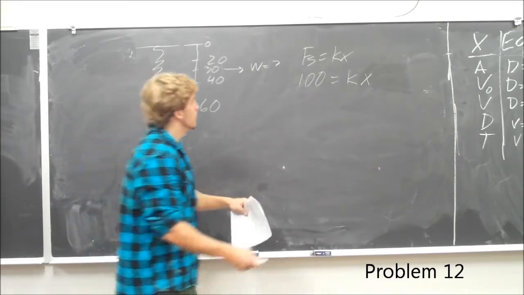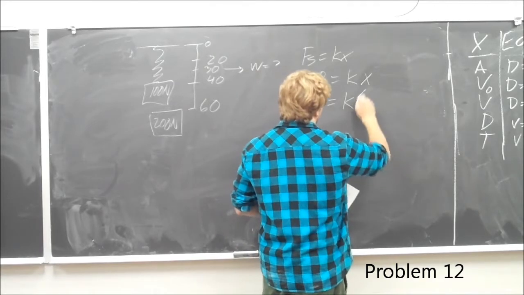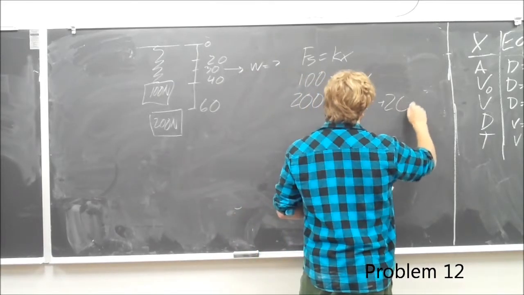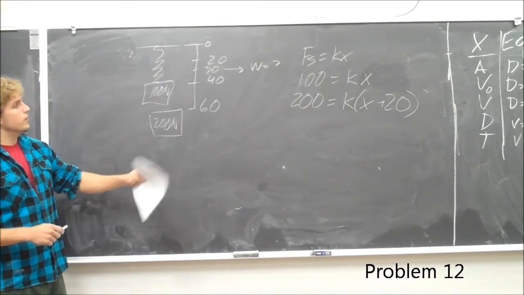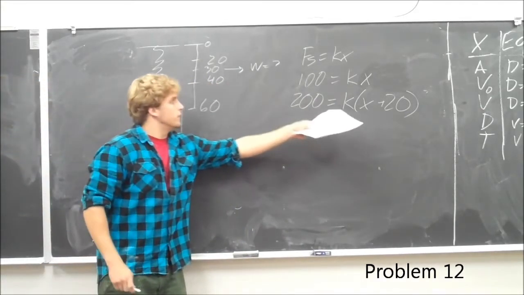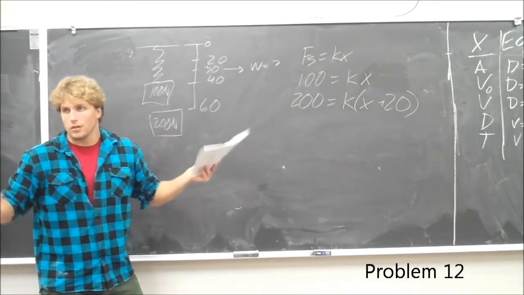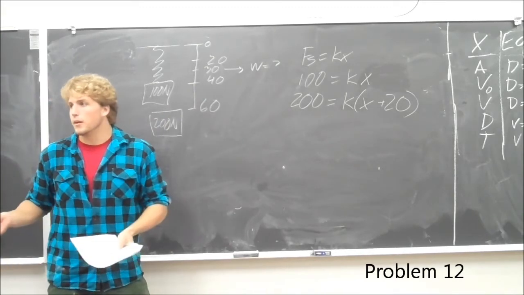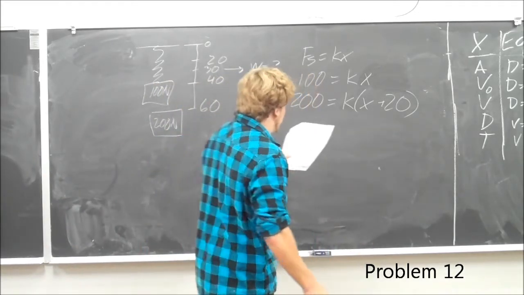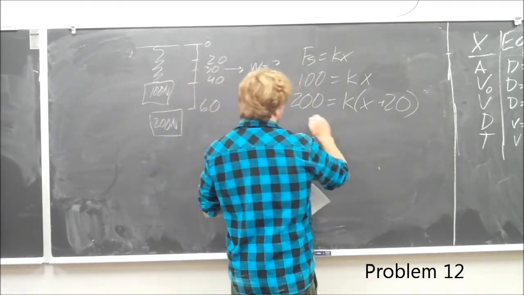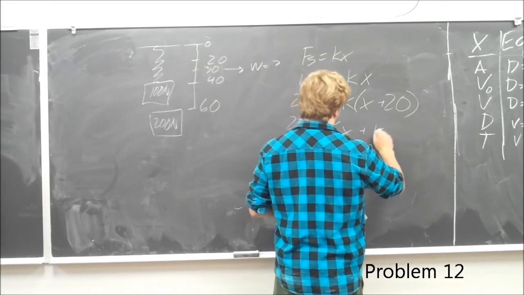We have no idea. Now, all of a sudden we got 200 newtons is equal to K times X plus 20. Why did I do that? At 100 it was 40. At 200 it's X, which is the same distance that the 100 stretched it, plus another 20. 60 minus 40, 20, right? Simple. Anybody got any questions on that? Nope. Cool. So from this, you get 200 newtons is equal to Kx plus K20.